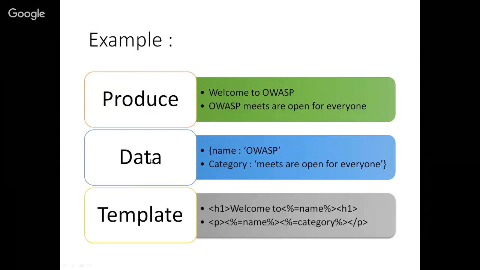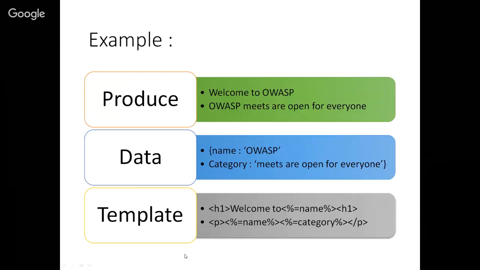So here, the second is the data layer. In that, we define the elements, right? In each element, we give our data. That could be anything, whatever you want to give. So here we are taking two elements: one is the name and the second is the category. In name, we are taking OWASP, and in category, we are giving the string "meets are open for everyone".